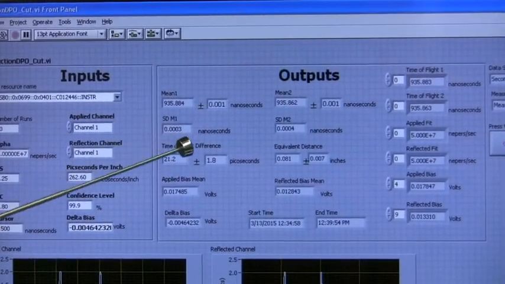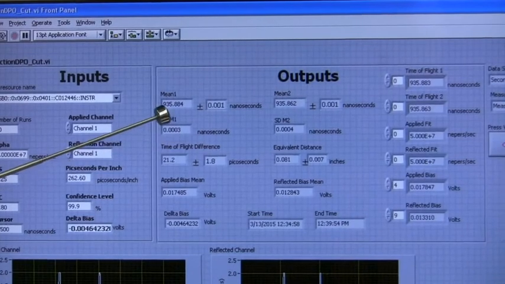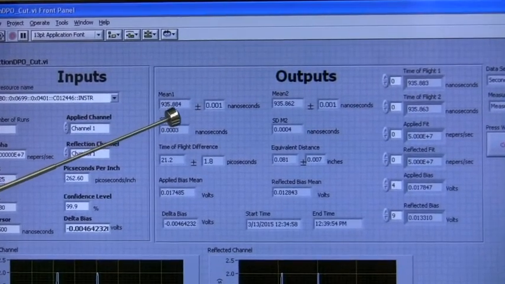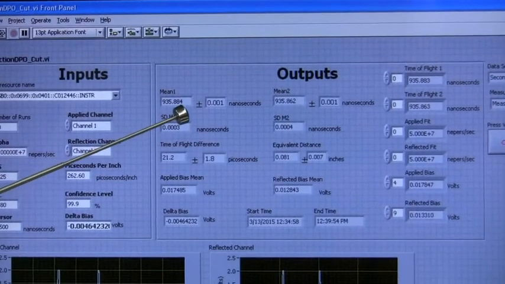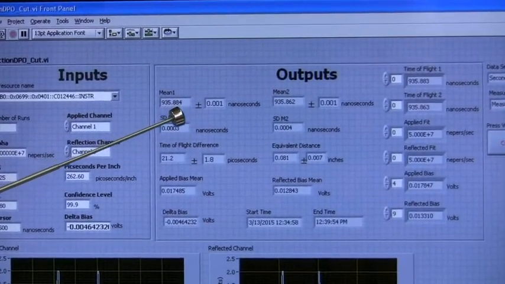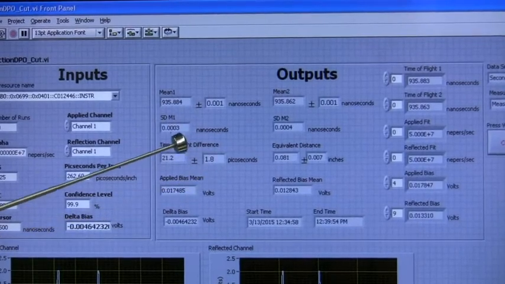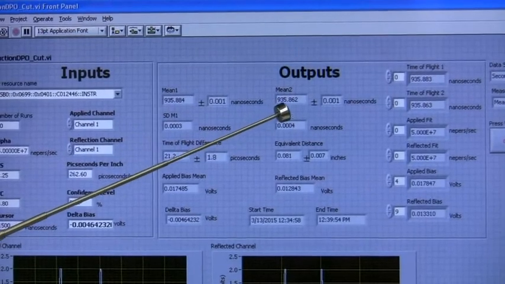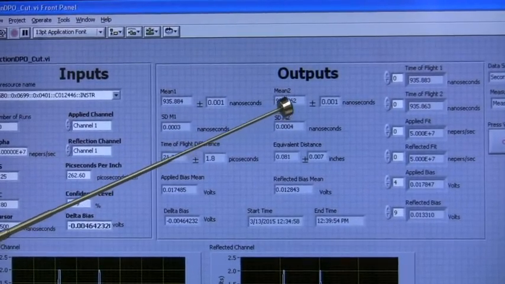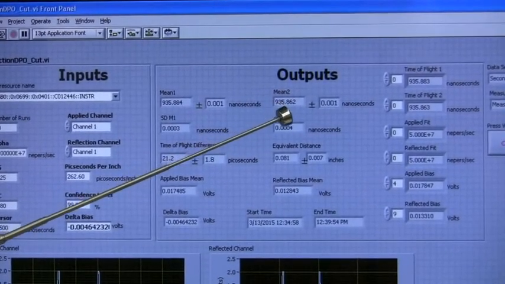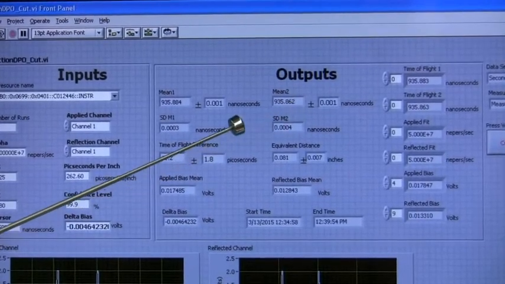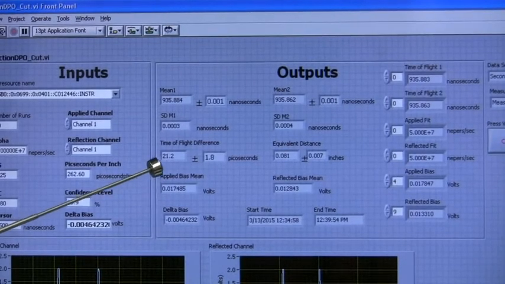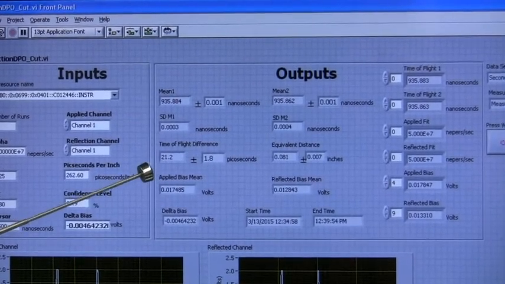You can see here the average of the first 30 measurements was 935 nanoseconds, 884 picoseconds. And the second set was 935 nanoseconds, 862 picoseconds. So the difference between the two was 21.2 picoseconds.